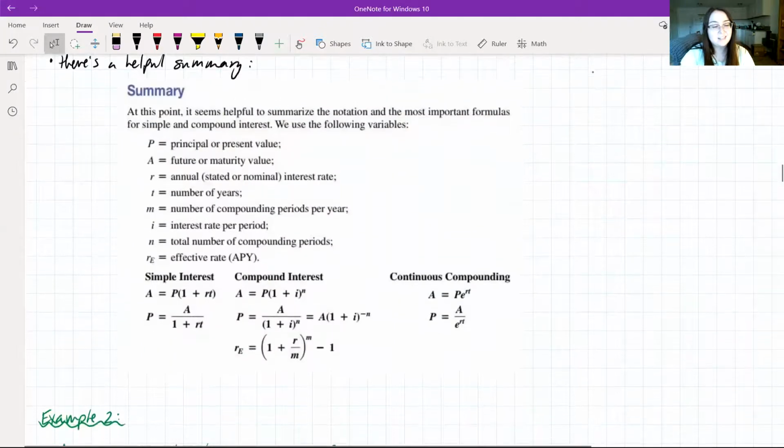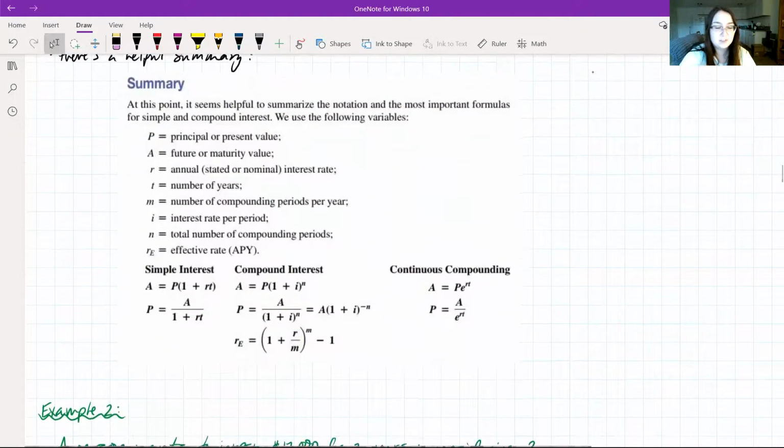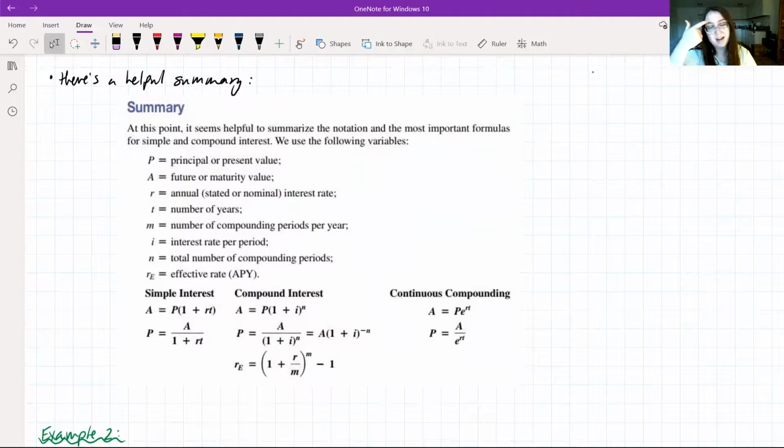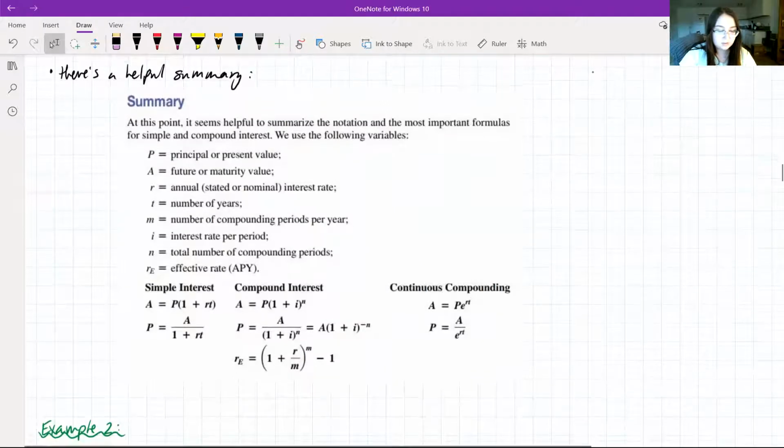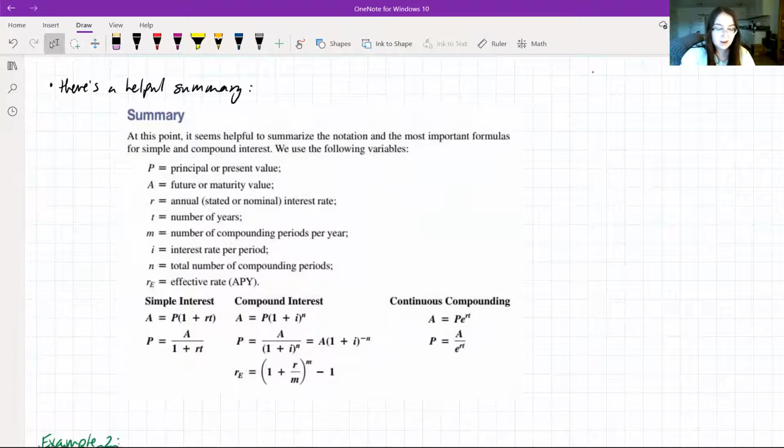All right, so there's a lot of information there, but here's a really helpful summary to just kind of keep in mind what these sections were really talking about. So at this point, it seems helpful to summarize the notation, the most important formulas for simple and compound interest. So we're going to use the following variables. P is always the principal or the present value. A is always the future or maturity value. R is the annual or stated nominal interest rate.